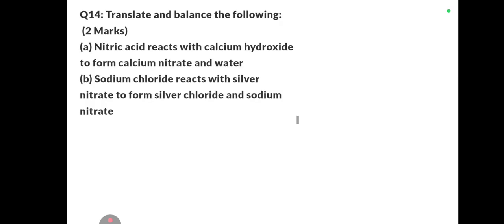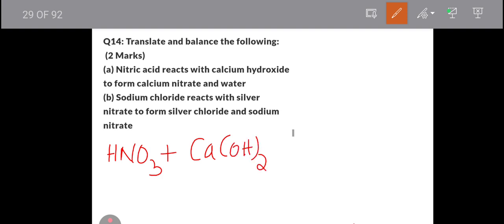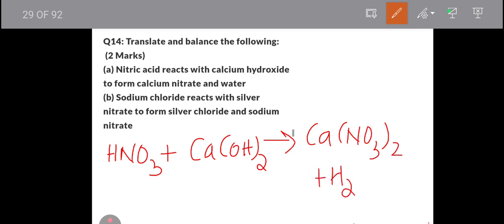Translate and balance the following. So you have to write the chemical equation and you have to balance. Nitric acid means HNO3, which reacts with calcium hydroxide, Ca(OH)2. Nitric acid reacts with calcium hydroxide and calcium nitrate is formed. Calcium nitrate means Ca(NO3)2. Calcium nitrate plus H2O, water, will be formed. So this is the chemical equation.